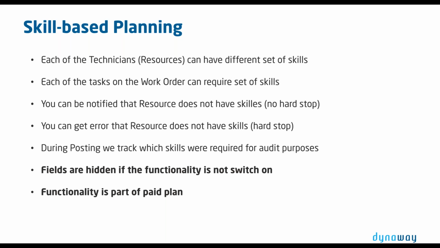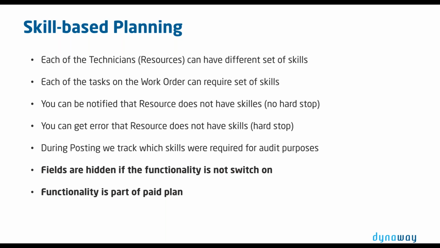And then you have two options. Either you will be notified that some resource doesn't have a skill, or you will be stopped: sorry, you cannot do it. The system doesn't allow you to post because this resource is not skilled for this job. Of course, we track if the resource was skilled to do the job. If it wasn't, then we also have this information.